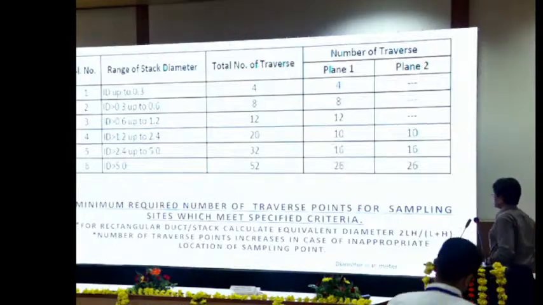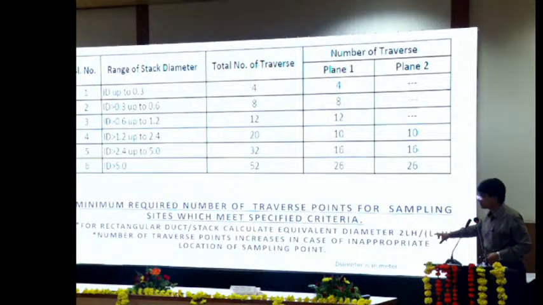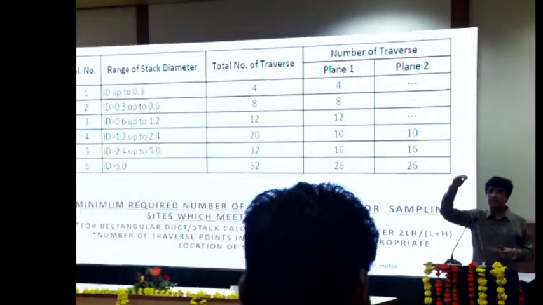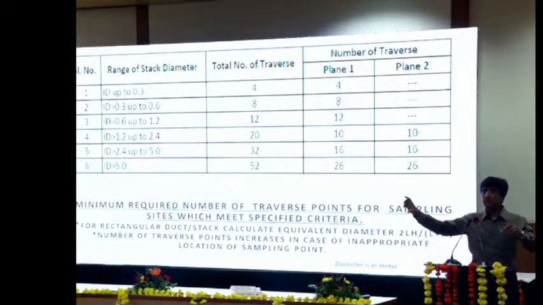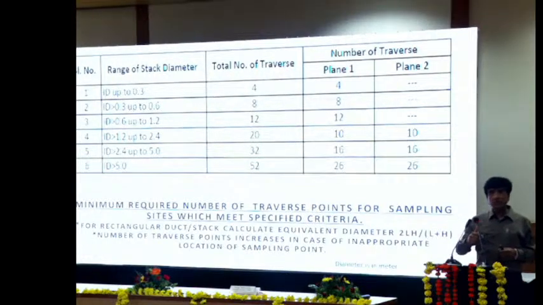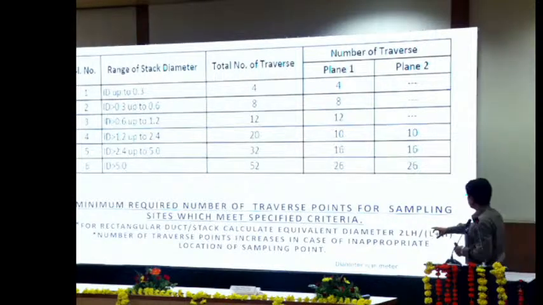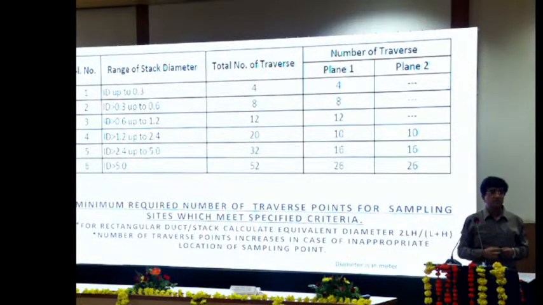For rectangular ducts, Mr. Sen has also showed you that formula, 2LH by L plus H. Sometimes it is not possible to do the monitoring on the stack. Sometimes the monitoring needs to be done on particular ducts. So ducts are mostly rectangular in nature. So you need to convert the size of that particular duct into equivalent diameter using this formula, fit into that formula and then see how many traverse points need to be covered.